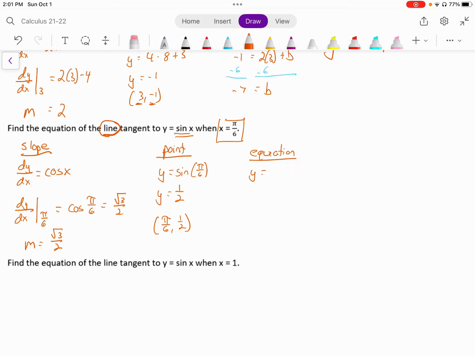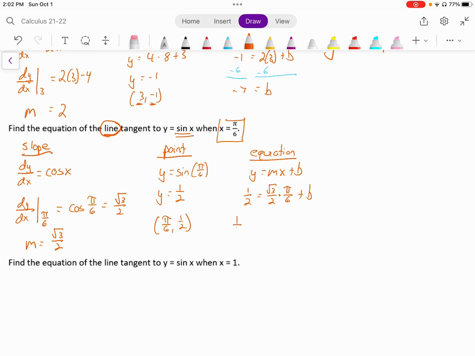So our equation is y equals mx plus b. We will plug in our slope, which is root 3 over 2. We'll plug in our x value and our y value. Now this one's going to look a little bit strange just because it's got a root and a pi in it, but it still works. So we have 1/2 equals pi times root 3 over 12 plus b. And we will subtract that from both sides.